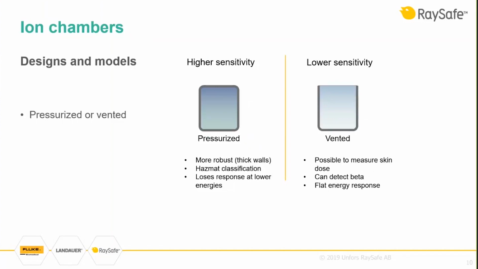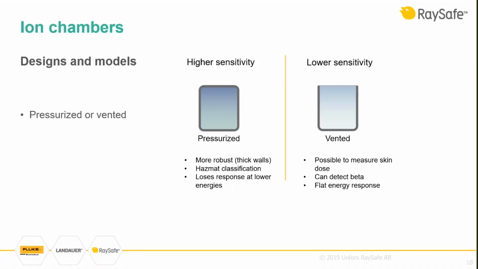And if the pressurization is high enough, there's a chance the meter gets classified as hazardous material, which causes more administration and costs when transporting the meter. Another drawback, again depending on the application, is that the thicker walls also stop low energy photons from reaching the chamber. And this causes the meter to lose response in the lower energies.